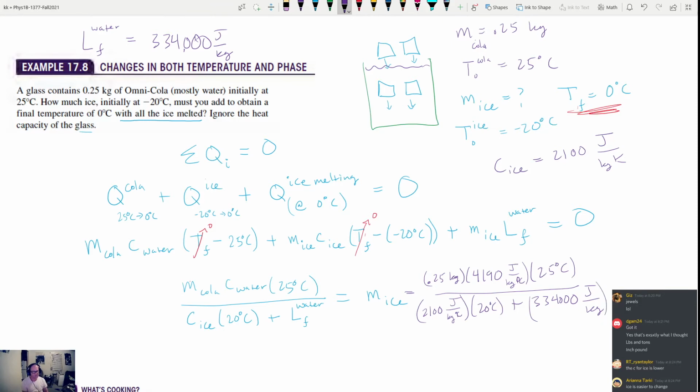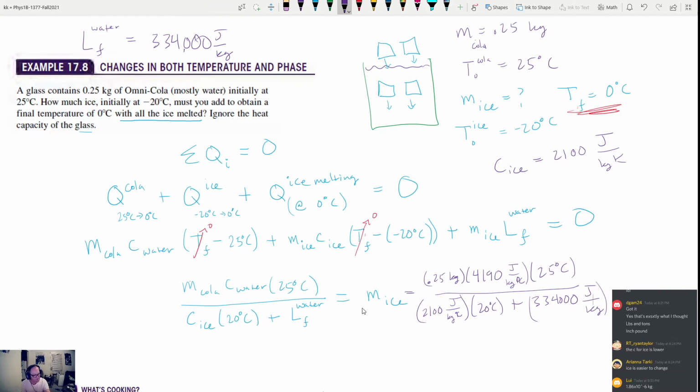There we go. Check the units. This is good advice for your test. When you're taking the test, you always want to check units. Looks like we have a kilogram and a kilogram that cancel. And then we have joules over degrees Celsius. The degrees Celsius cancels, we just have joules. And in the denominator, we have joules per kilogram, so we'll get kilograms.